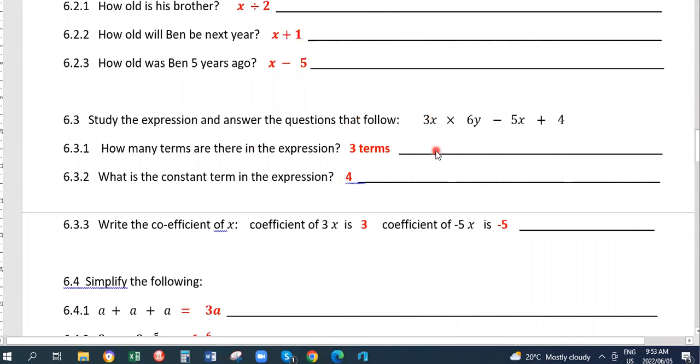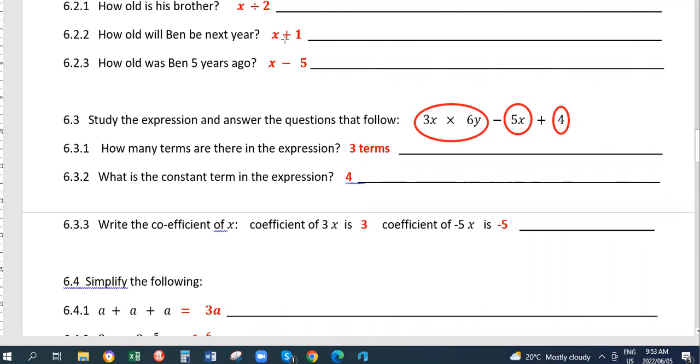Right, given an expression, 3x times 6y minus 5x plus 4. How many terms are there in the expression? Terms are separated by a plus or a minus. So there's a minus sign, there's a plus sign. So if you're separating the terms, then we have a 4, 5x, and this entire thing is one term. So there are 3 terms in the expression.